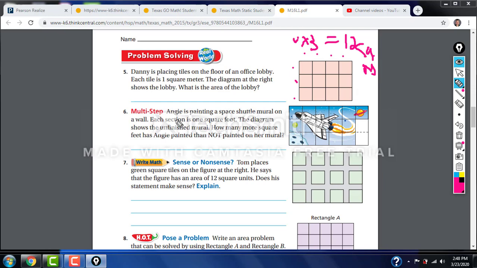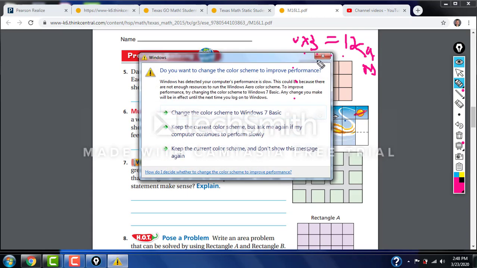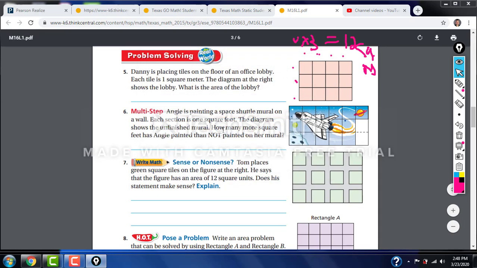So let's do another one. Angie is painting a space shuttle mural on a wall. Each section is 1 square foot. The diagram shows the unfinished mural. How many more square feet has Angie painted than not painted on her mural? So we can see that these have been painted and these have not. So the first thing we do, we know that this is the entire mural. So this is multi-step. We need to first get the area of the entire mural and do what?